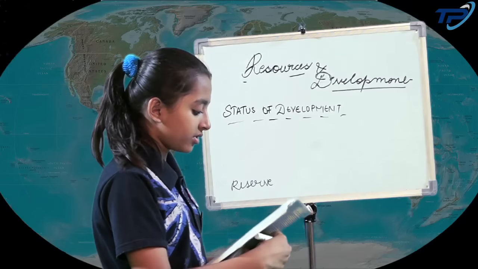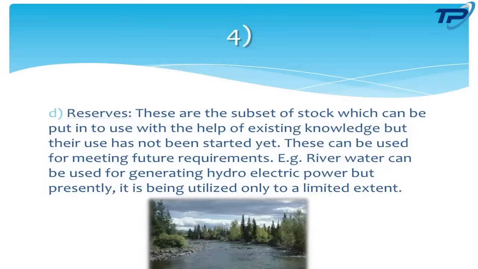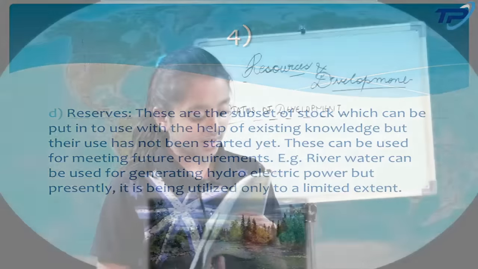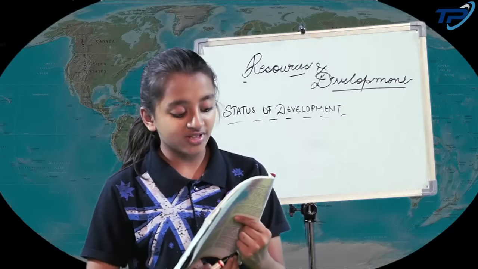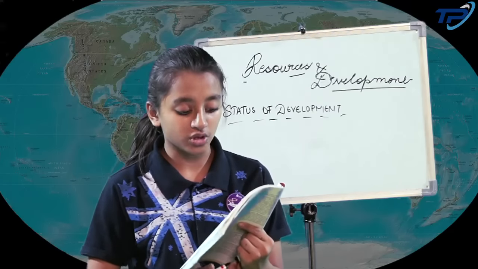Now come the reserves. Reserves are the subset of stocks which can be put into use with the help of existing technical know-how, but their use has not been started. These can be used for meeting future requirements. River water can be used for generating hydroelectric power, but presently it's used to a limited extent. Thus the water in dams, forests, etc. is a reserve which can be used in future. So it's a subset of stock.